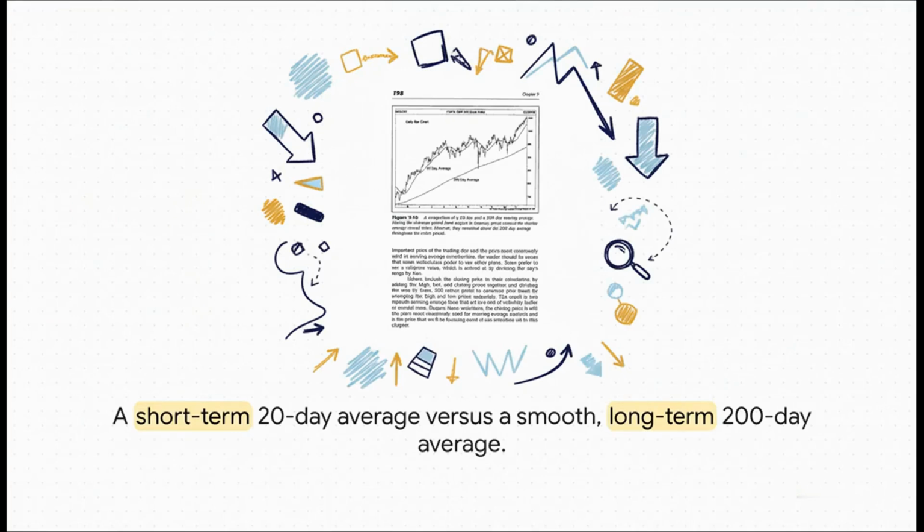Check out the 20-day average. See how it hugs the price really closely? It's super sensitive, which is great for a short-term trader. But then look at the 200-day average. A lot of long-term investors watch this one. It's way smoother, right? It just ignores all the little bumps to show you the major long-term direction. And that right there is the big trade-off. Do you want sensitivity or do you want smoothness?